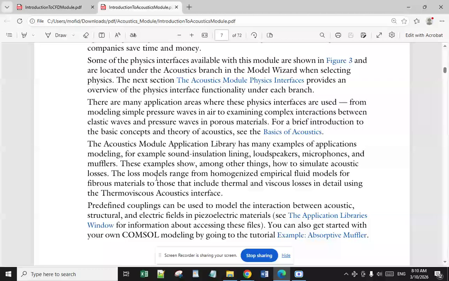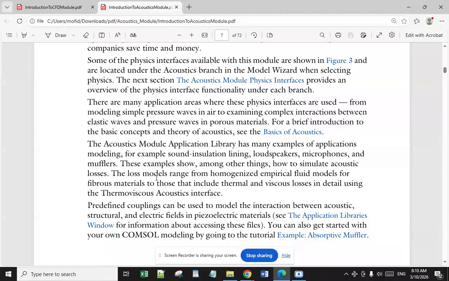There are many application areas where these physics interfaces are used, from modeling simple pressure waves in air to examining complex interactions between elastic waves and pressure waves in porous materials. For a brief introduction to the basic concepts and theory of acoustics, see the Basics of Acoustics. The Acoustics Module Application Library has many examples of applications modeling, for example, sound insulation lining, loudspeakers, microphones, and mufflers.